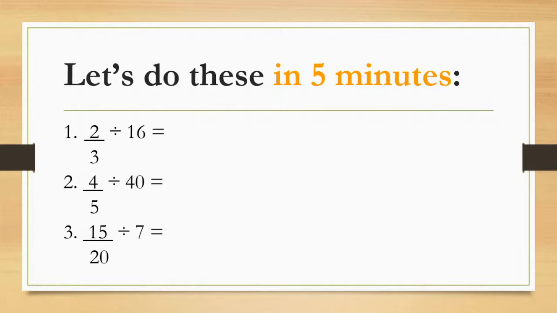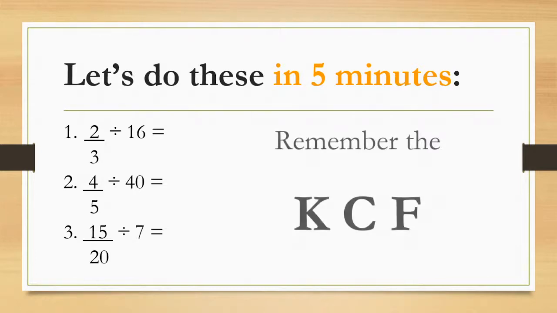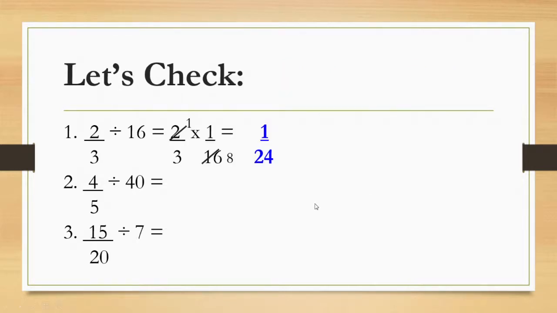So 2 over 3 divided by 16. Remember the KCF, keep, change, and flip. So number 1, 2 over 3 times 1 over 16, and division will become multiplication. Cancelling 2 and 16 by 2. 2 divided by 2 is 1, and 16 by 2 is 8. So since there is 1 in the numerator, we don't need to simplify anymore. So 1 times 1 is 1, and 3 times 8 is 24. So the answer in number 1 is 1 over 24.